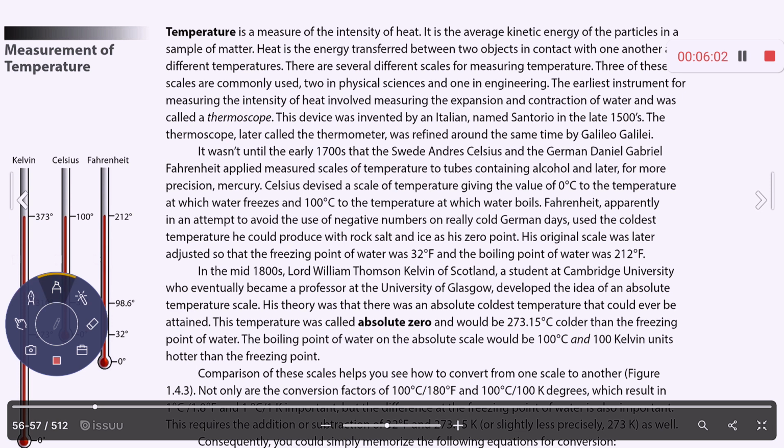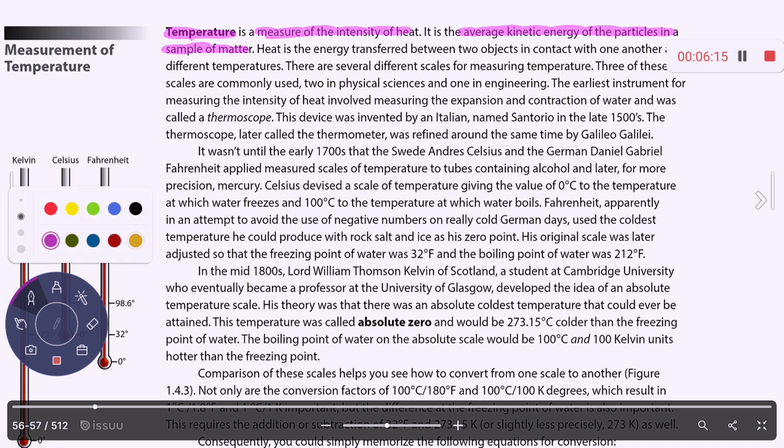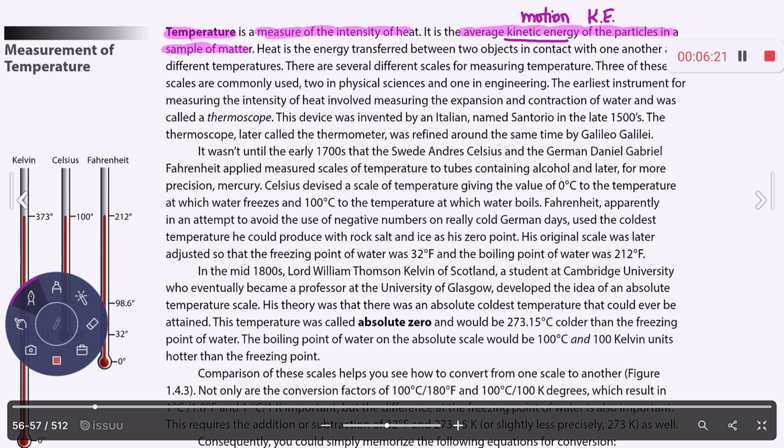Sample, that's going to translate into the temperature. So the more the particles are moving, the higher the temperature. So when they say the average kinetic energy, that's the average motion, because kinetic energy is energy of motion. And you'll often see kinetic energy abbreviated as KE.